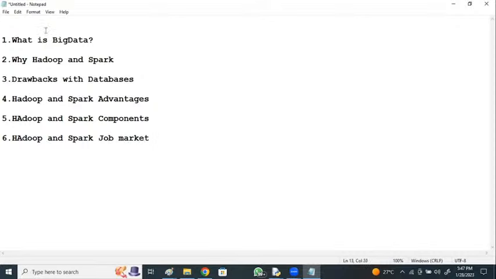In today's session, mostly I will discuss big data and Hadoop. In tomorrow's session, I'll be discussing mostly Spark, its advantages and its features.